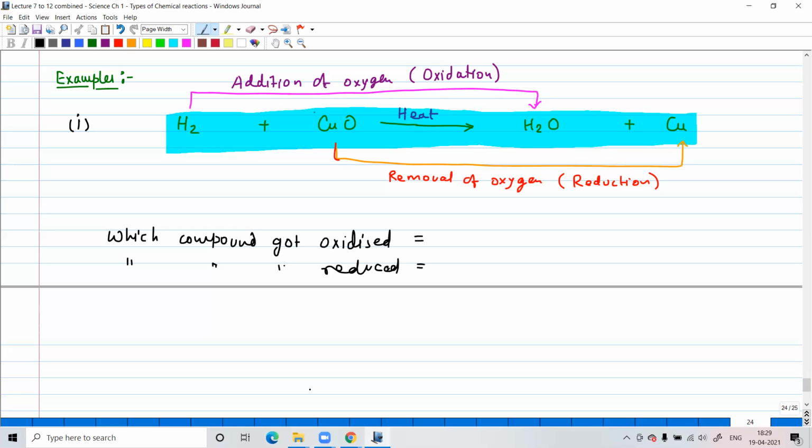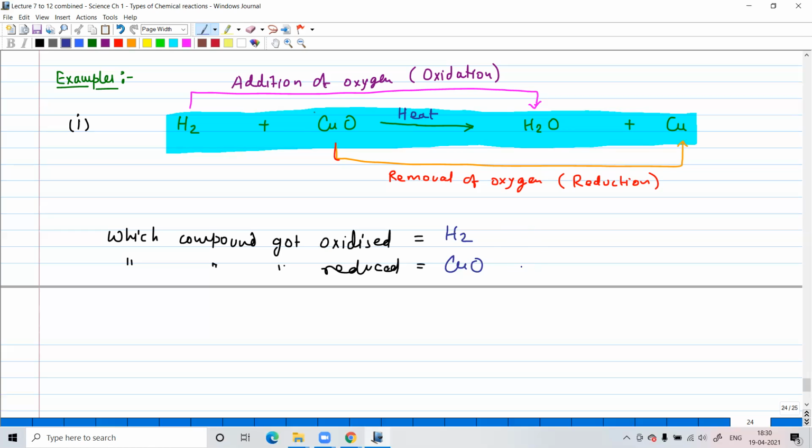In this one, the one who got oxidized will be hydrogen, and the other one will be copper. The one which got reduced is copper oxide, not the copper. After being reduced, it became copper. But who got reduced? It's the copper oxide that got reduced, reduced to copper. So the compound which got reduced is copper oxide.